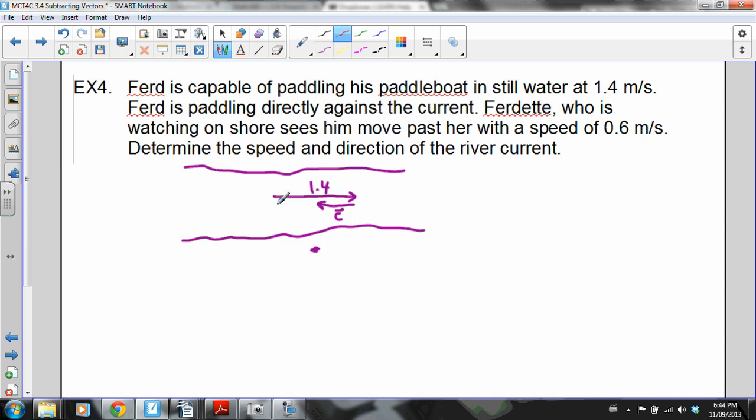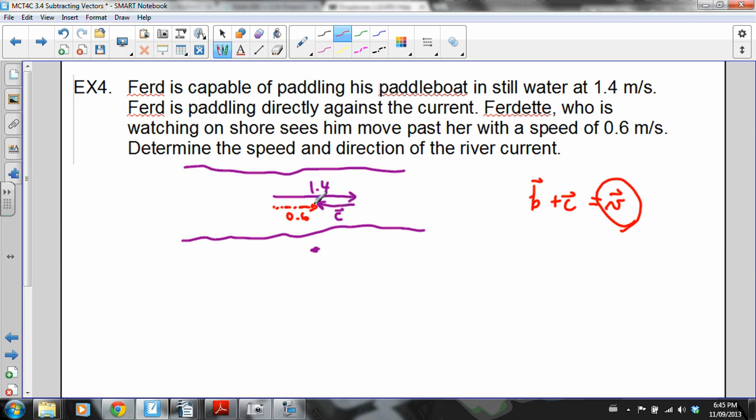So it's kind of like it gives us the answer, right? Usually we think of these boat questions as how much you're paddling in the boat plus the current gives you the overall velocity vector, right? And it did here, right? This is the 0.6 meters that Ferdette sees. That's kind of like the answer. Ferd's paddling plus the current is giving me the velocity, but I really want to find the current, right? Well, how do I do that?